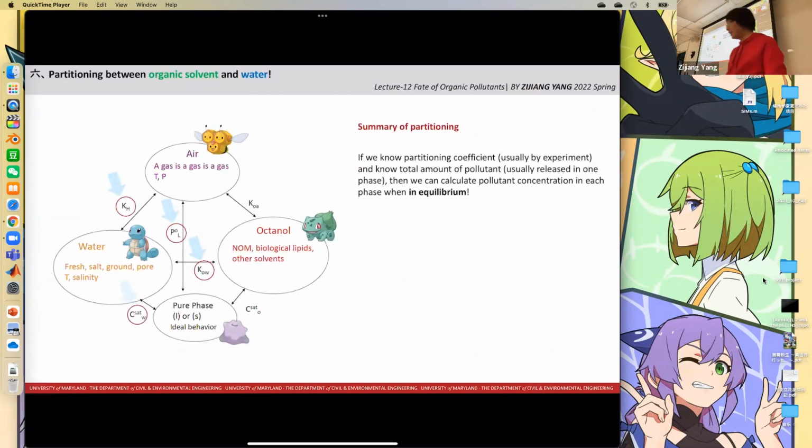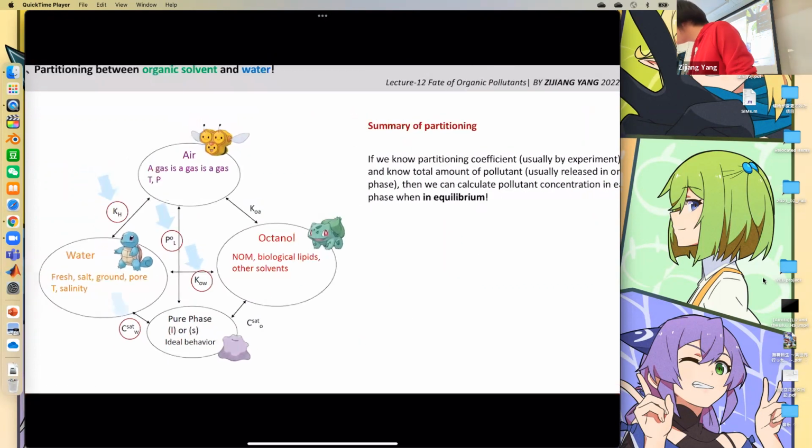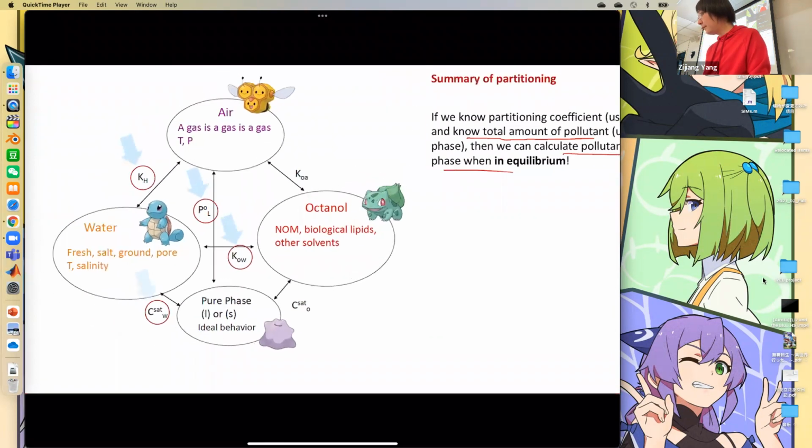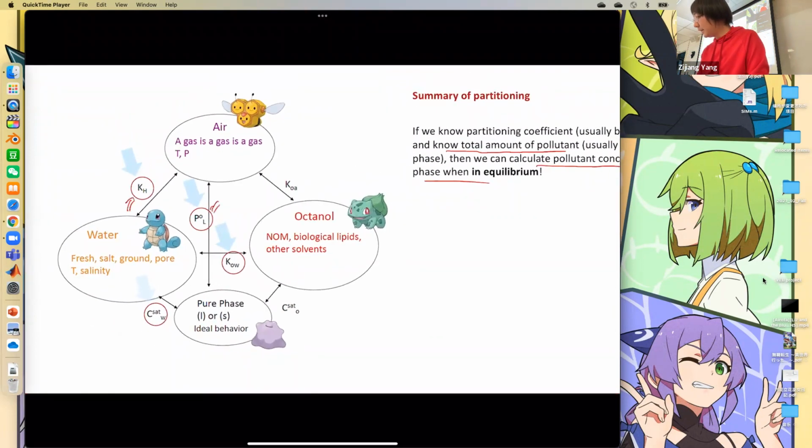Here's the summary. If we know the partitioning coefficient, which can usually be determined by experiment, and know the total amount of the pollutants released in the environment, and they are usually released in only one phase, then we can calculate the pollutant concentration in each phase when it is in equilibrium. So we have different phases here, and we also know the different partitioning coefficients between different phases. So we can calculate the equilibrium concentration of the chemical at different phases.